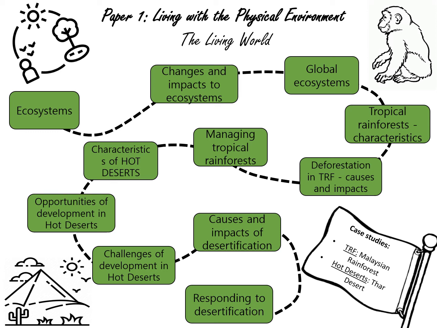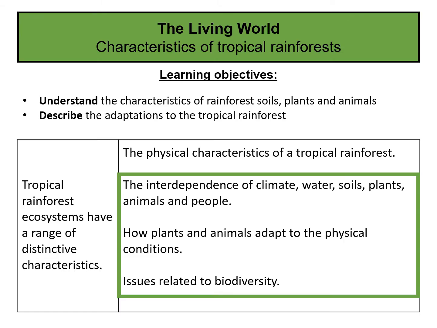Okay, Year 10, in today's lesson we are going to be looking at the characteristics of the tropical rainforests, and we're going to be focusing on the plants and the animals and how they have adapted to survive in the tropical rainforest, and we're also going to be looking at the soils within the tropical rainforest. So we're going to be able to understand the characteristics of the tropical rainforest soils, plants and animals, and describe the adaptation. So make sure please you're pausing the video as you're going through the activities to allow you an opportunity to write down the information and complete the tasks.